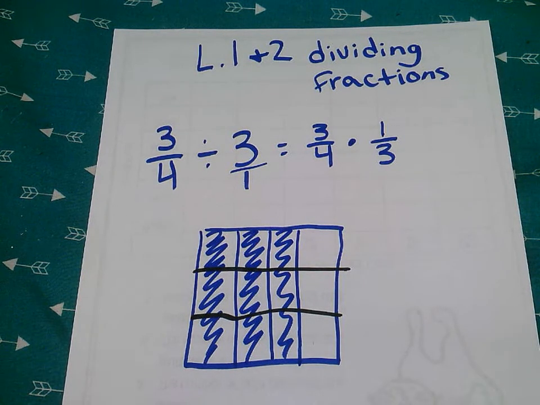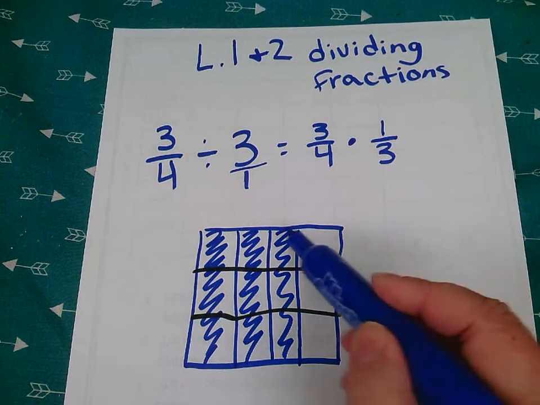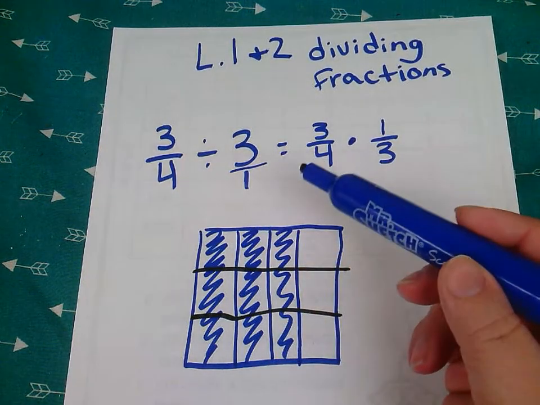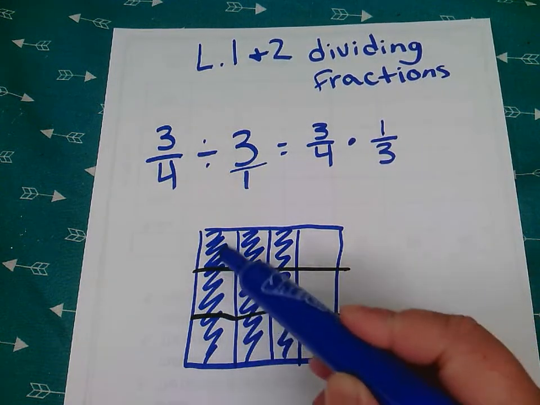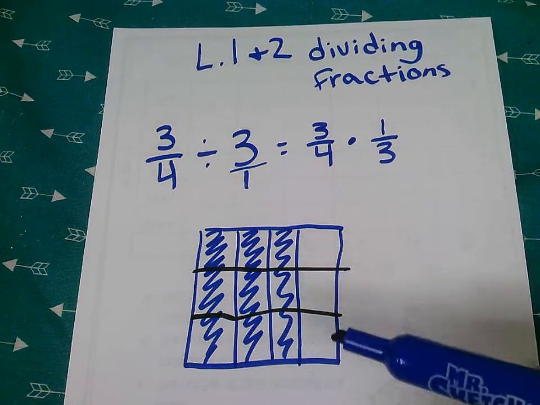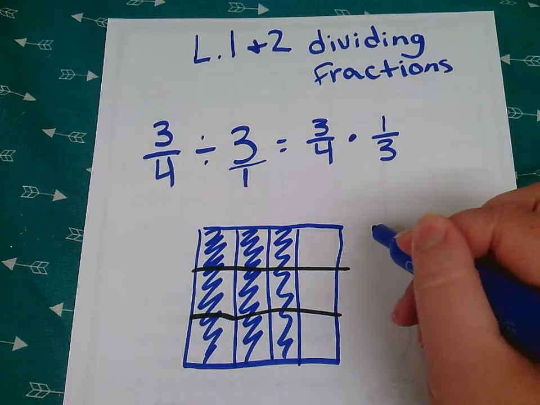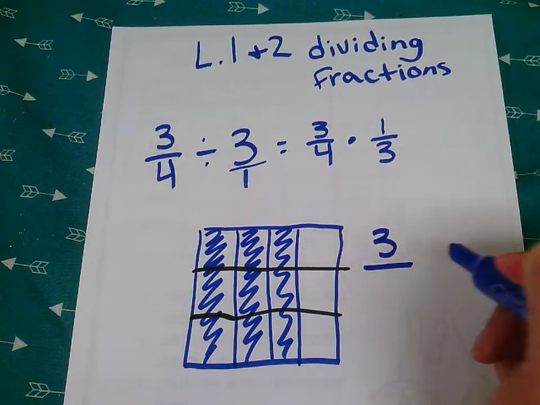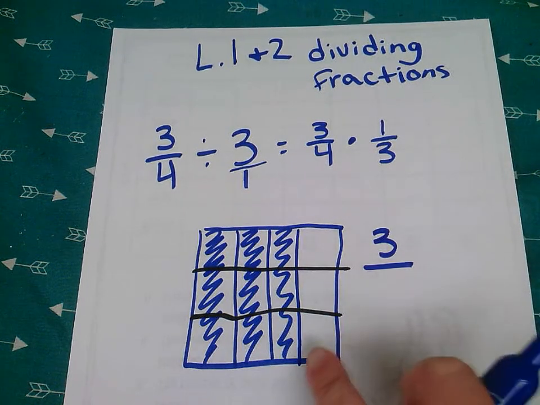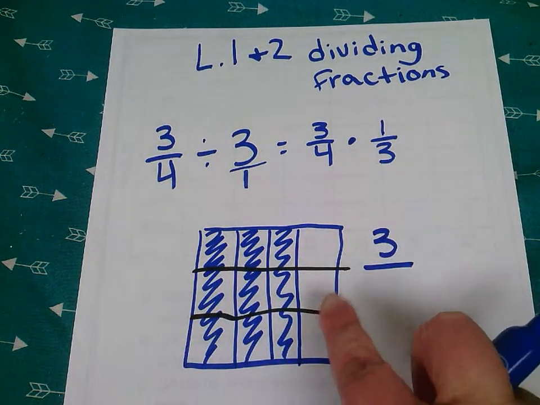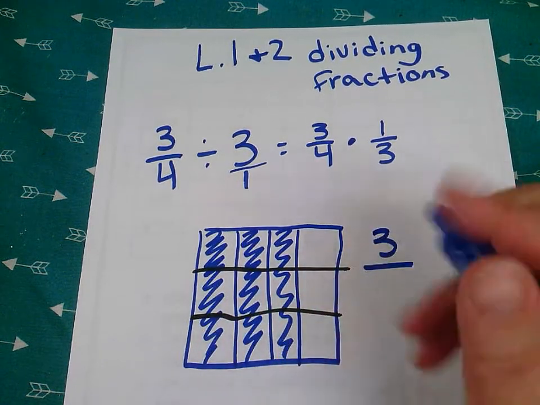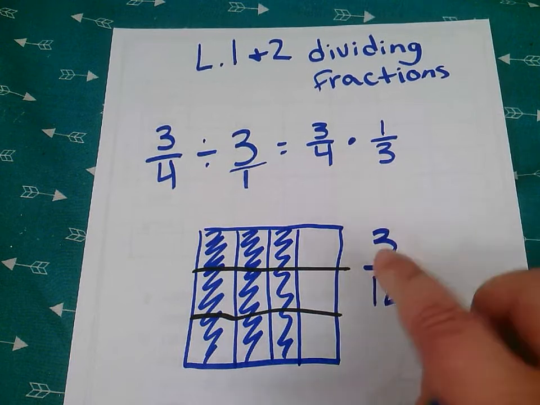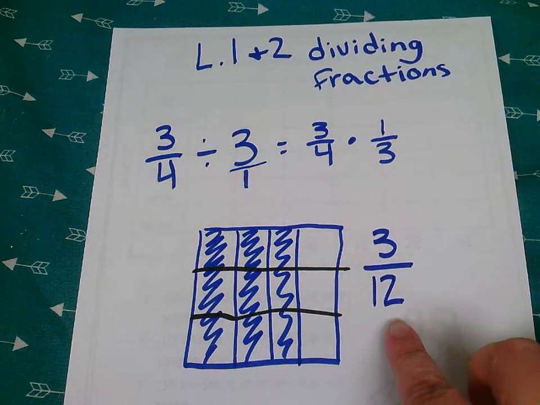Now if I want to know what one part of that would be, because I've broken it up into 3, how much is just one piece going to be worth? I look at the top row and I see, okay, there's 1, 2, 3 shaded pieces. So my numerator, or my top number, is 3. Then I look to see how many boxes there are total. So 1, 2, 3, 4, 5, 6, 7, 8, 9, 10, 11, 12. And I can see that my total boxes gives me my denominator, or my bottom number.